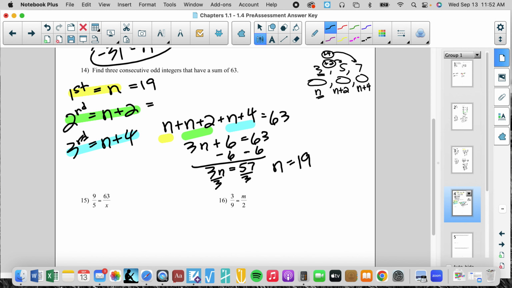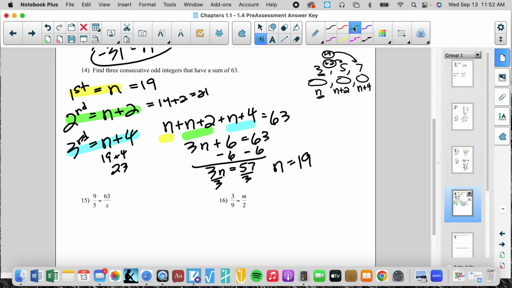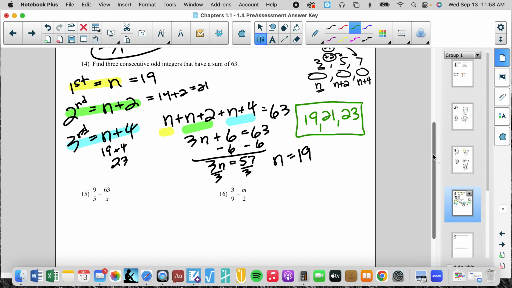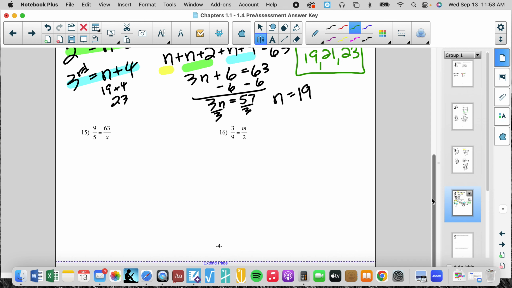So my next one is going to be 19 plus 2, which is 21. And this is going to be 19 plus 4, which is 23. So my three consecutive odd integers are going to be, where am I going to put this answer? Let's put it in green. It's going to be 19, 21, and 23. If we add those three numbers up, it equals 63. Pretty cool, huh? All right, number 15.